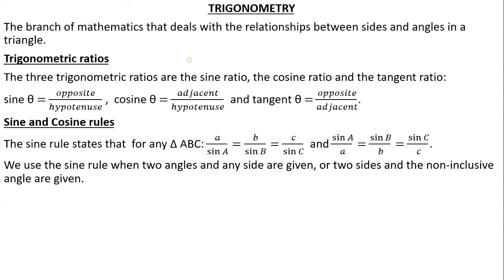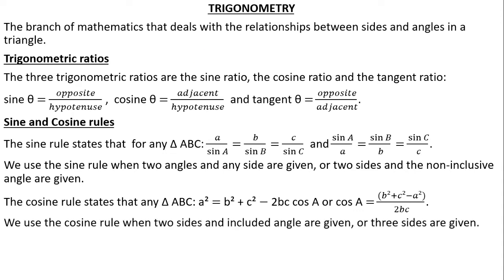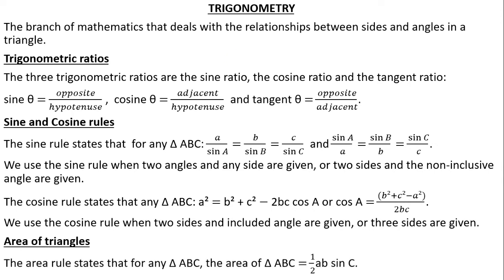are given. The cosine rule states that any triangle ABC is such that a squared equals b squared plus c squared minus 2bc cos A, or cos A equals b squared plus c squared minus a squared over 2bc. We use the cosine rule when two sides and an included angle are given, or three sides are given. Area of triangles. The area rule states that for any triangle ABC, the area of triangle ABC is equal to half ab sine C.